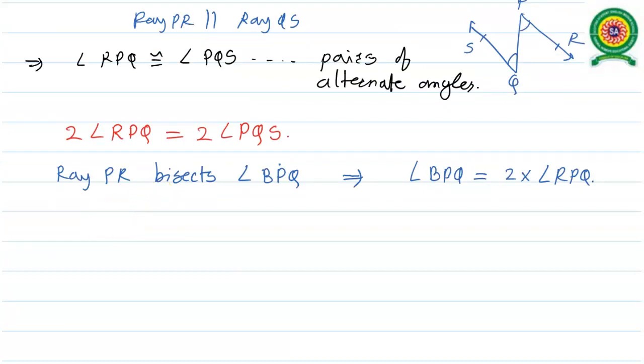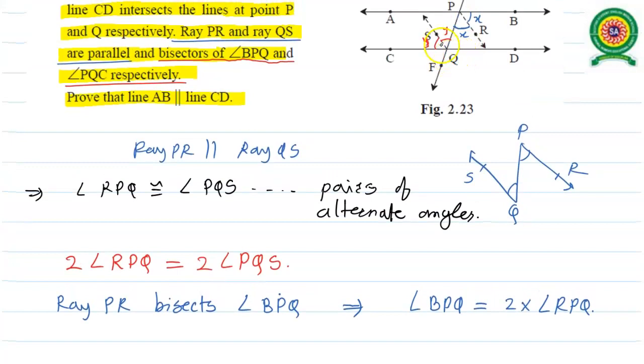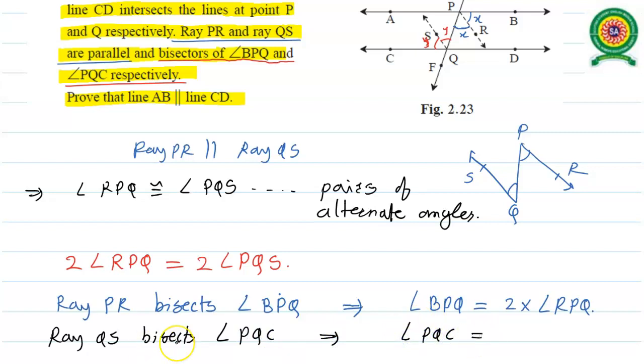Next, we have the given ray, which ray? QS. So we have the second statement also: ray QS bisects angle PQC. So we have the measure of angle PQC, as per the angle bisector theorem, equal to 2 times the measure of angle PQS. Already we have some part of it, that is PQS, so I am taking as per the previous equation just a part, that is PQS.